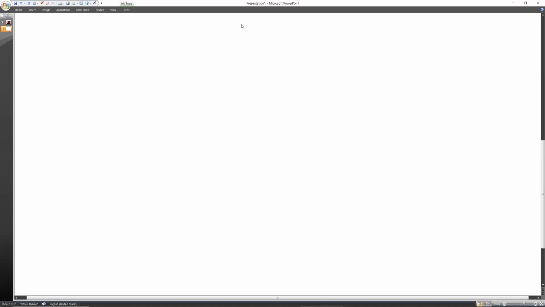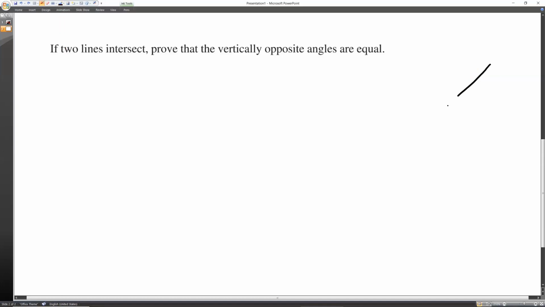Okay, let's move to the next part. How will you prove that if two lines intersect each other, then their vertically opposite angles are equal? Let's suppose we have two lines, AB and CD, and they intersect each other.